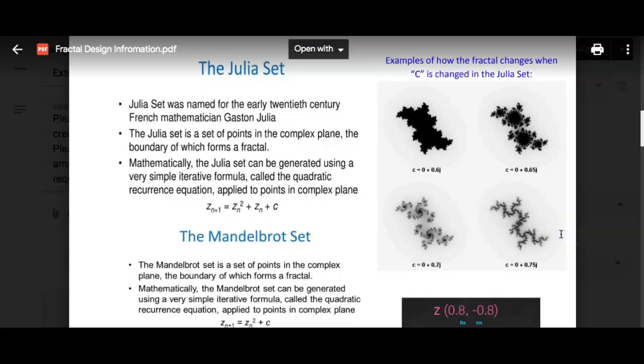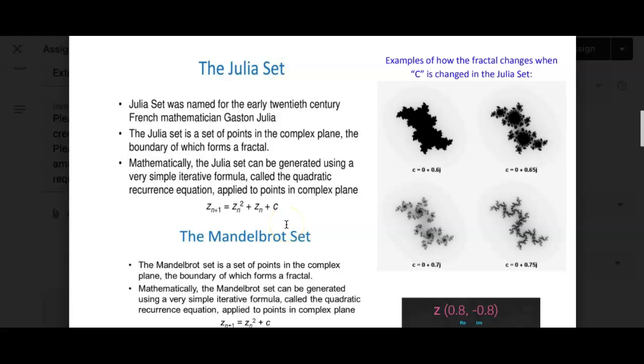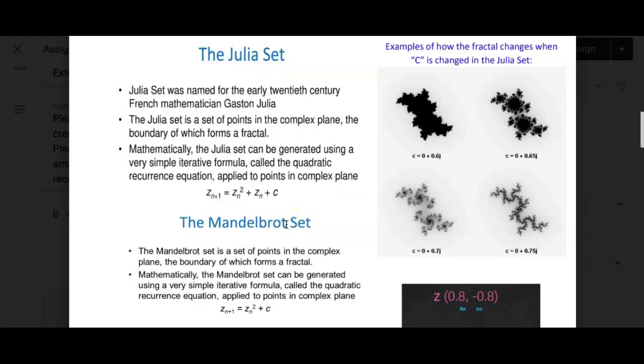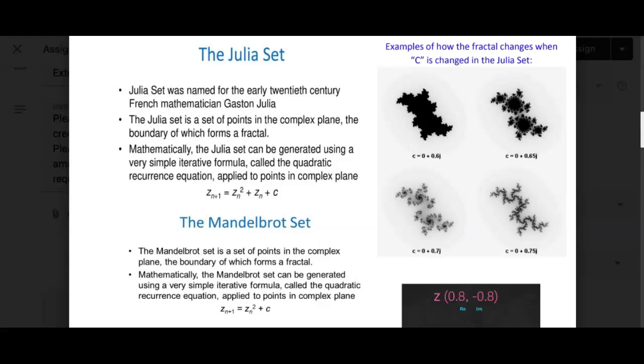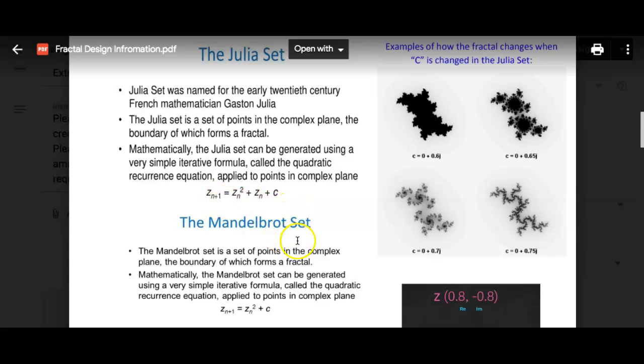The Julia set and the Mandelbrot set are both mathematical formulas that some people, if you look it up, will kind of use them interchangeably. They'll say Mandelbrot set, but they might actually be showing you the Julia set formula and vice versa. So don't let that confuse you, because they're very similar mathematical formulas.